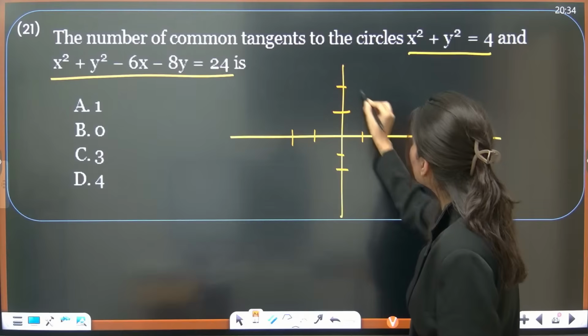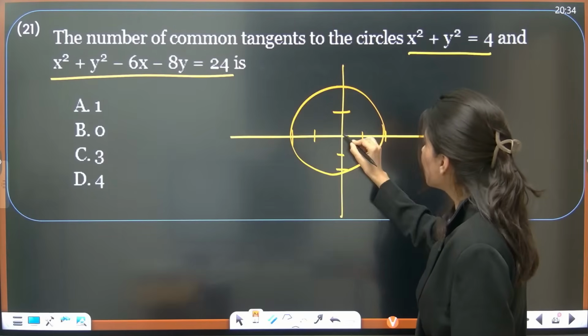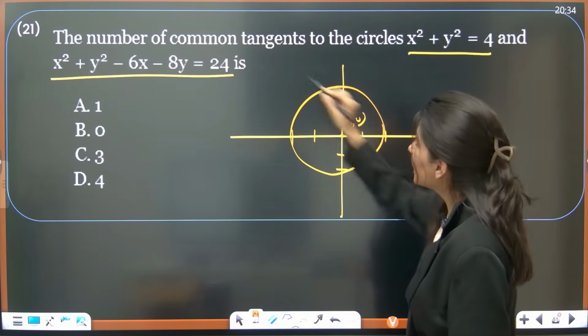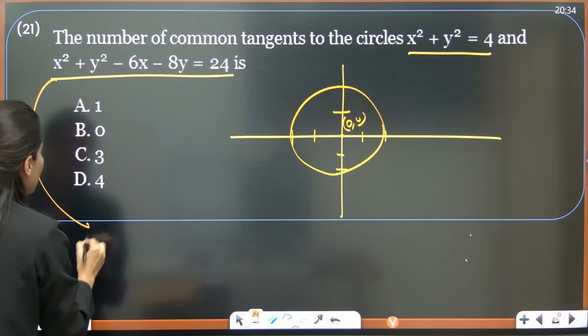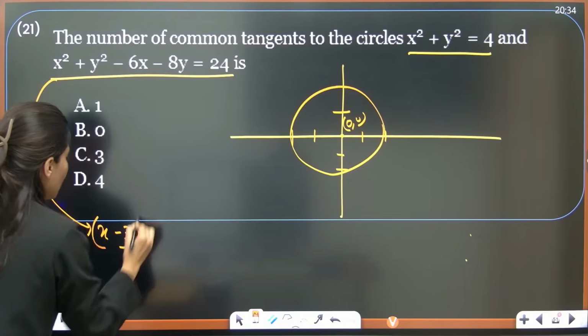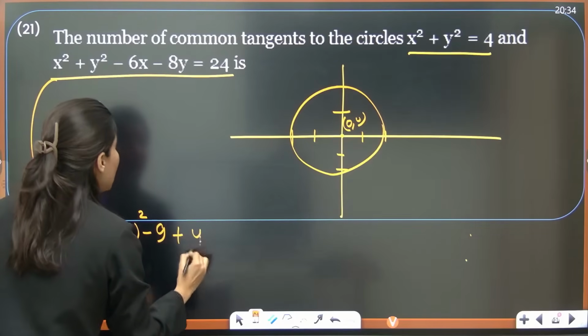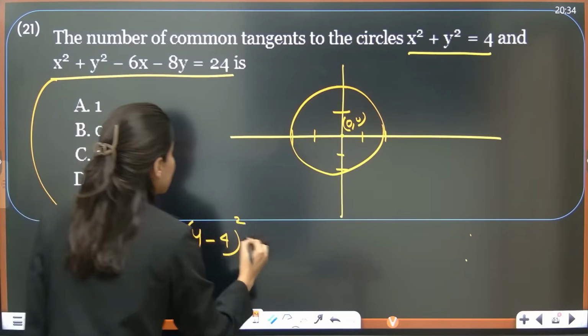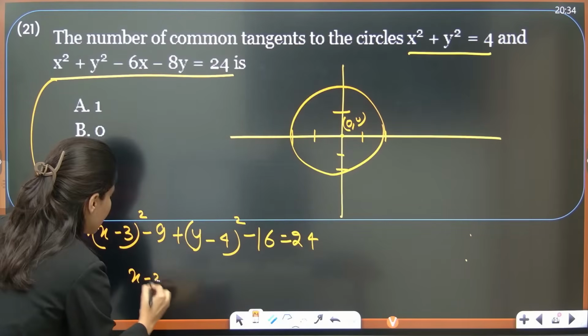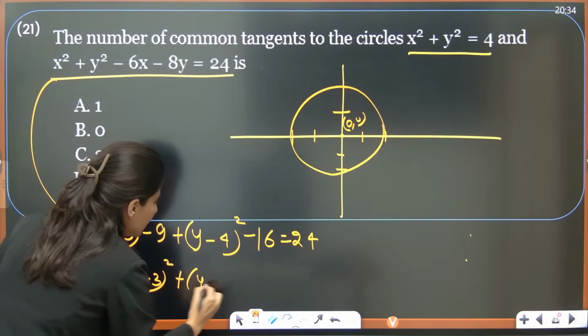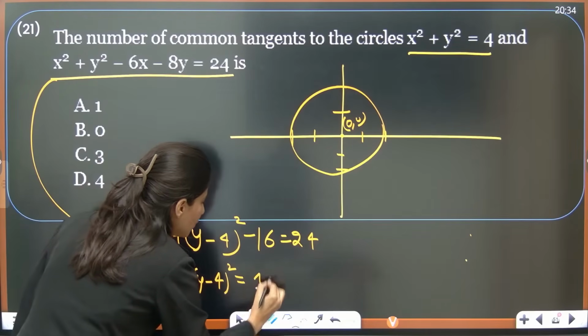The circle will look like this. Yes or no? Yes, ma'am. Center will be origin. Now this circle, if I create a perfect square out of it, you will realize (x minus 3) whole square minus 9 plus (y minus 4) whole square minus 16 is equal to 24. So basically (x minus 3) whole square plus (y minus 4) whole square is equal to 7 squared.